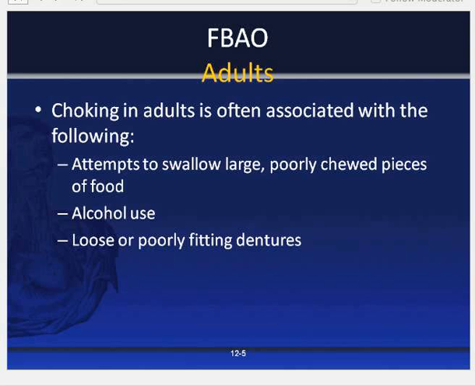In adults, an FBAO often occurs during eating. Meat is the most common cause of an obstruction. Older adult patients who have difficulty swallowing are at risk for an FBAO. Choking in an adult is often associated with the following: attempts to swallow large, poorly chewed pieces of food, alcohol utilization, or loose or poorly fitting dentures.